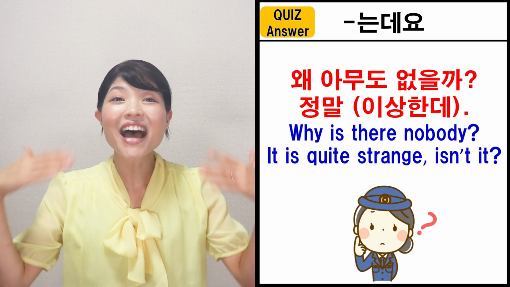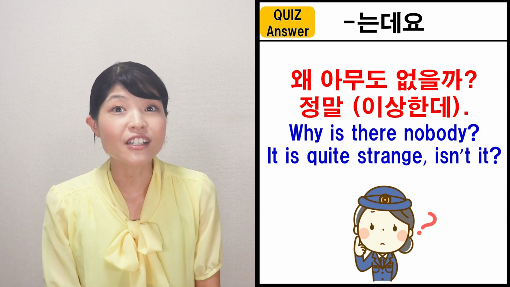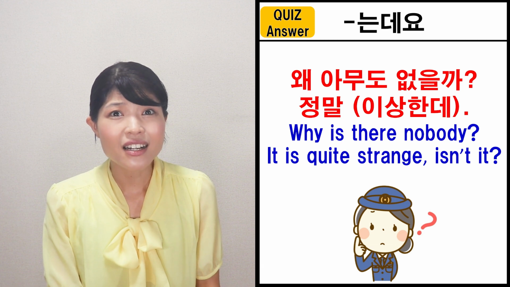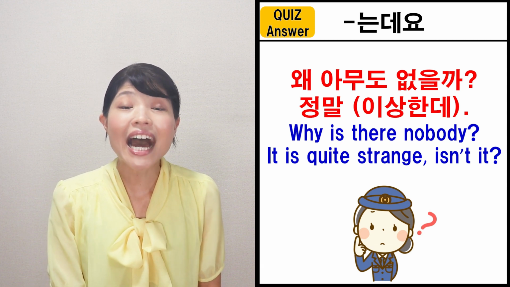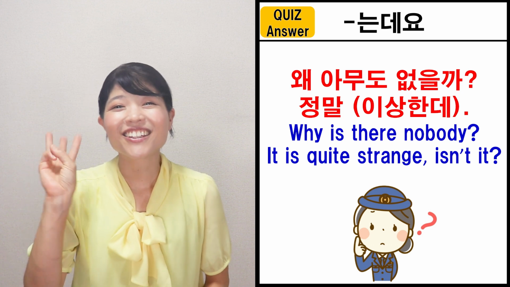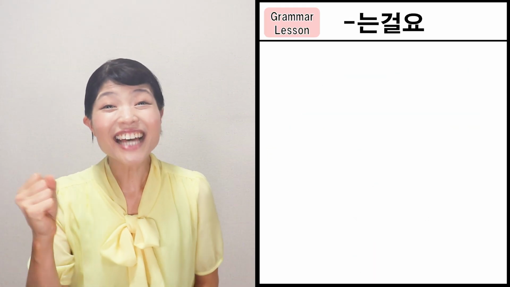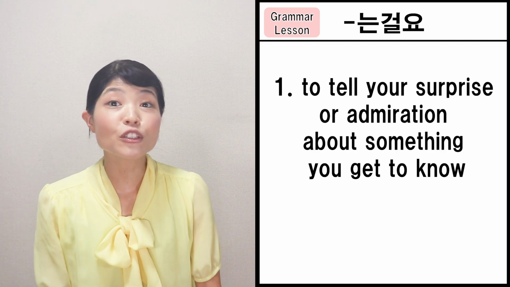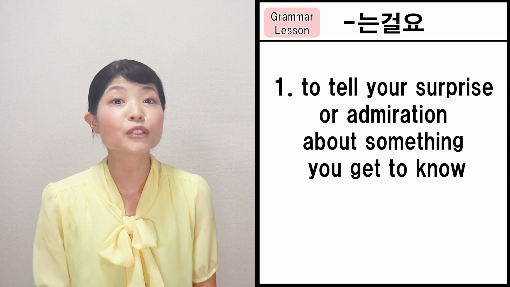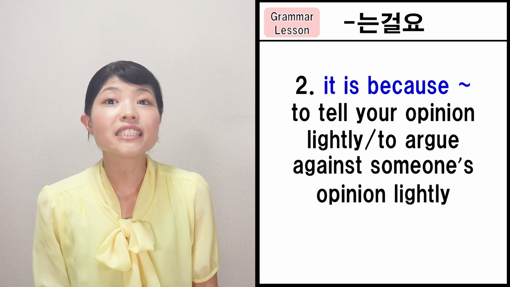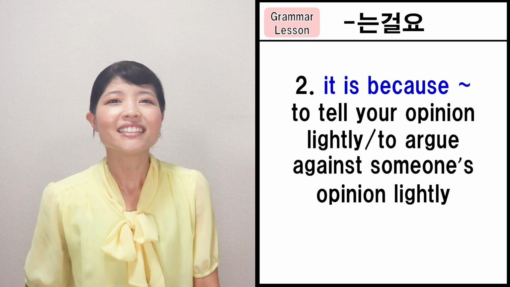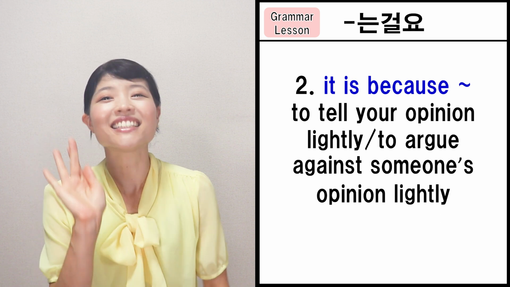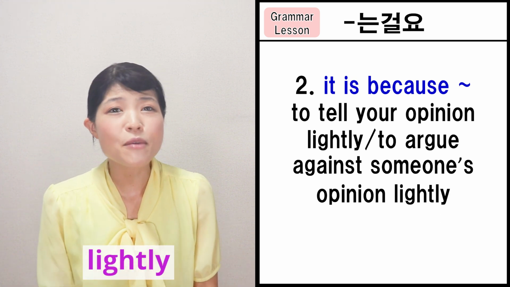Then let's read it imagining that you are a police officer who went to a crime scene. 왜 아무도 없을까? 정말 이상한데. Please read it at least 3 times. Let's look at the last grammar. 는걸요 has 2 different meanings. One is to tell your surprise or admiration about something you get to know. The other one is to tell your opinion lightly, saying it is because, or to argue about someone's opinion lightly. This lightly is the important point here.